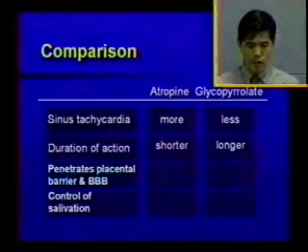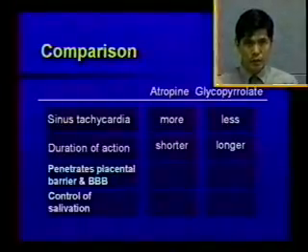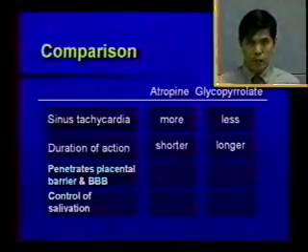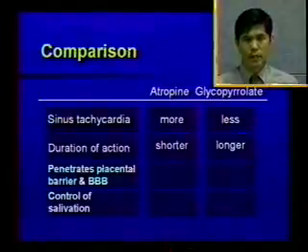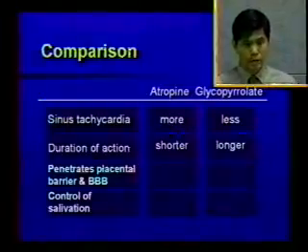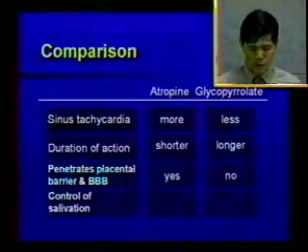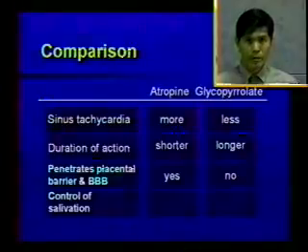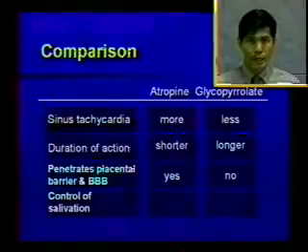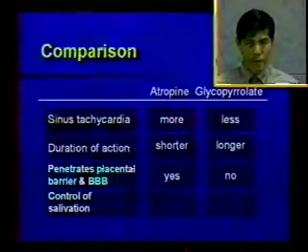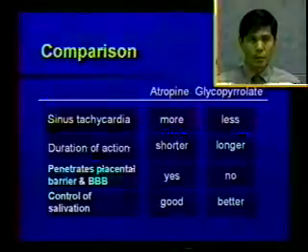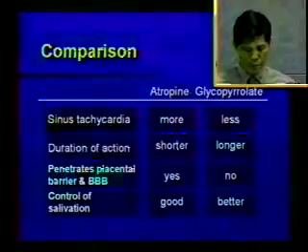In terms of the duration of action, atropine has a shorter duration of action. It actually is supposed to last for about 40 to 50 minutes, while glycopyrrolate can last for as long as an hour or two. Glycopyrrolate has a bigger molecule, and having a bigger molecule, it does not penetrate the placental barrier as well as the blood-brain barrier. And it has been observed that if you want to control salivation, glycopyrrolate seems to be a little bit better than atropine.